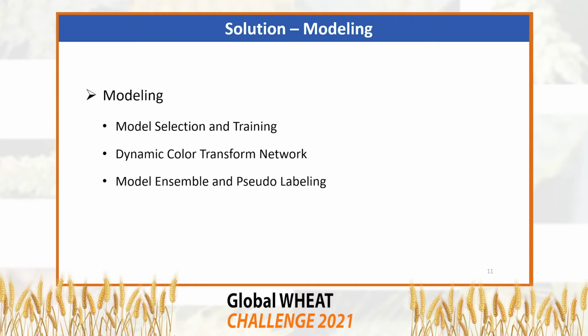Now let's introduce how we model the wheat head detection problem. First, model selection and training are related to our baseline object detector. Second, dynamic color transform network is our core insight to tackle wheat head detection. Finally, we use model ensemble and pseudo labeling to improve the test performance.